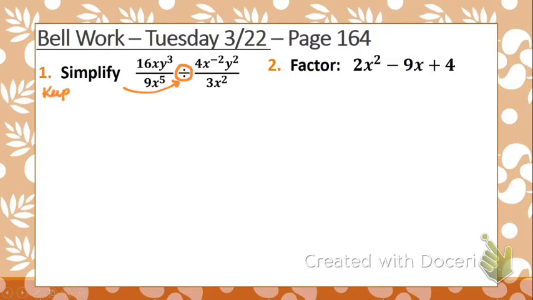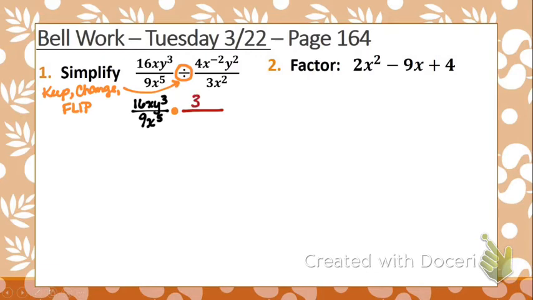Yes, we're going to keep the first fraction. We're going to change the operation. And we're going to flip the second fraction. So I'm going to keep my first one, 16xy cubed over 9x to the 5th. I'm going to change that division into multiplication, and then we're going to flip our second fraction. When I flip the second fraction, I don't change any numbers, I don't change any symbols, I don't change anything about it. I just flip the sides.